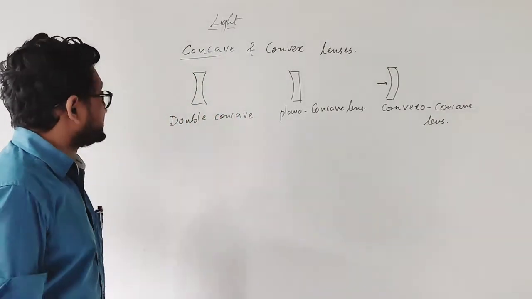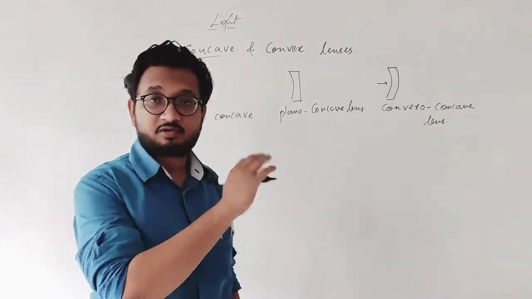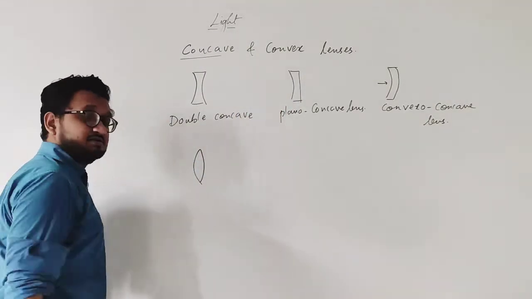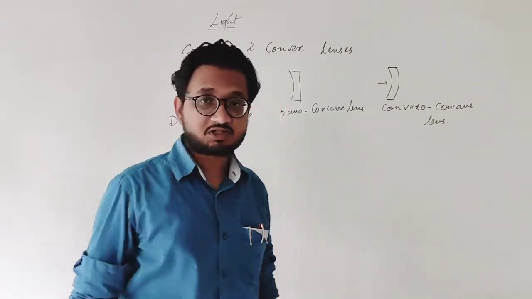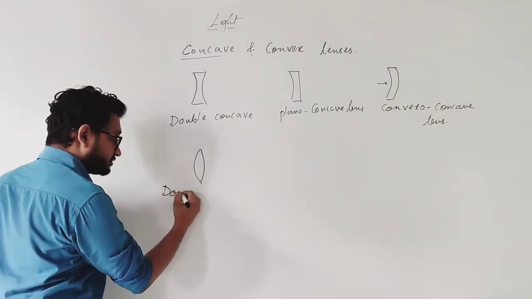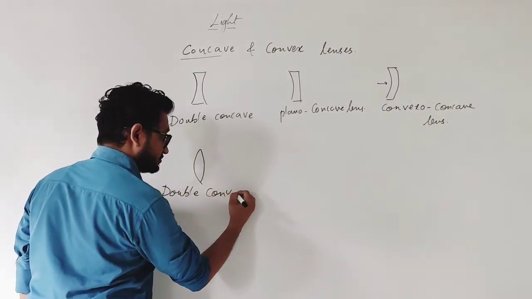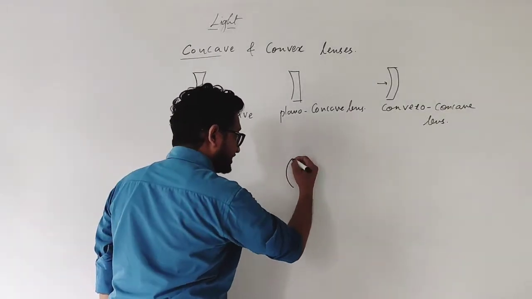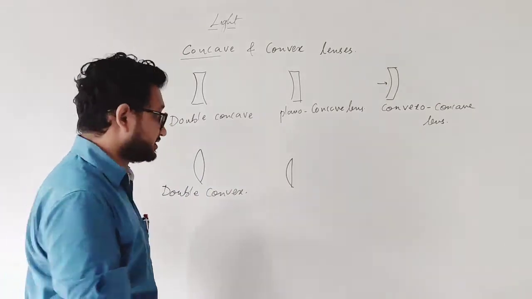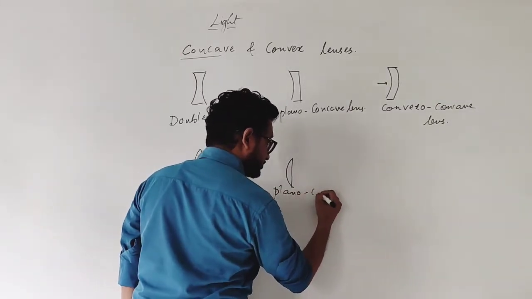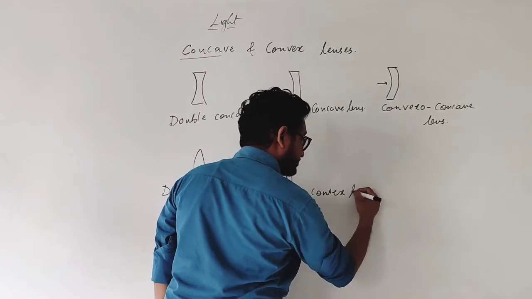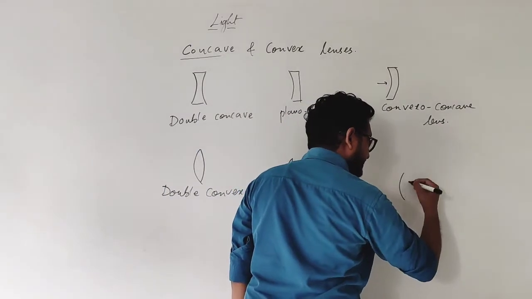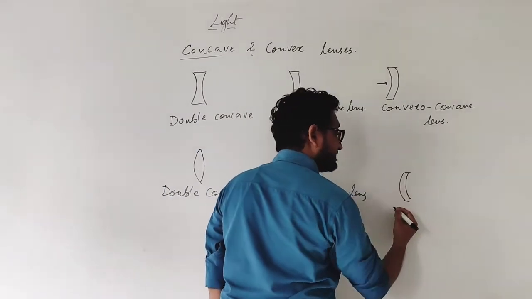Okay? Similar to this, we have convex lenses as well. So convex lens is like this. It is just like the mirrors, which is curved outwards, and this is called double convex lens because the curve is on both the sides. Then plano convex lens. So one side is plane, so it is called plano convex lens. And the last one, concavo-convex lens. So like this. Okay?